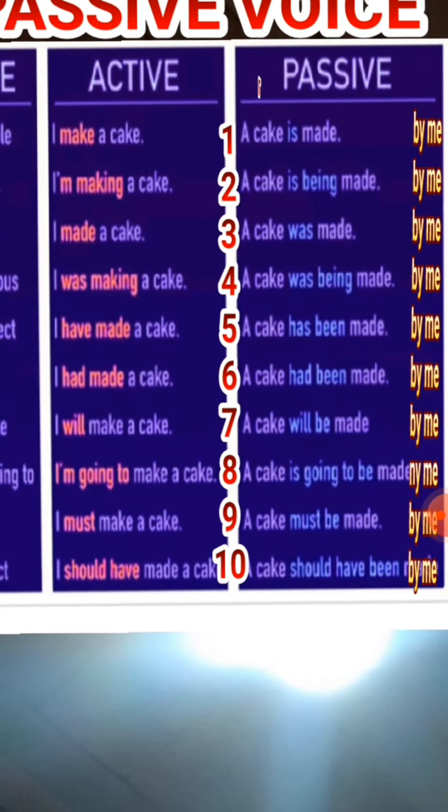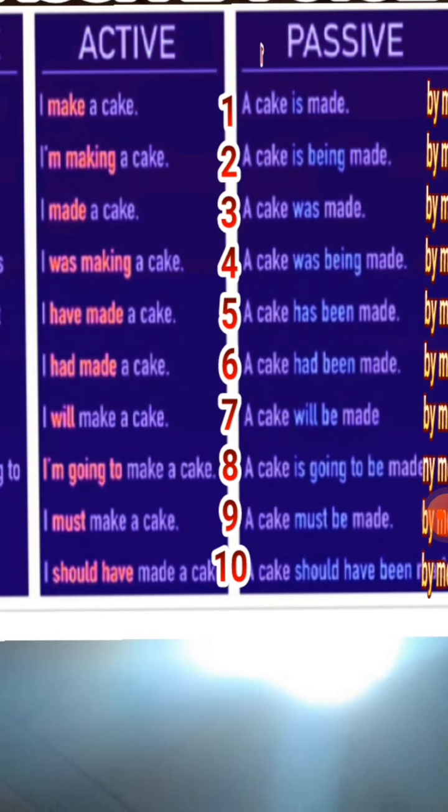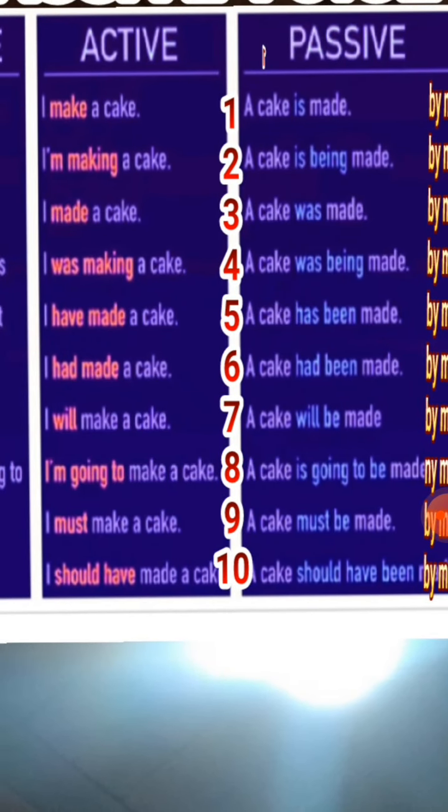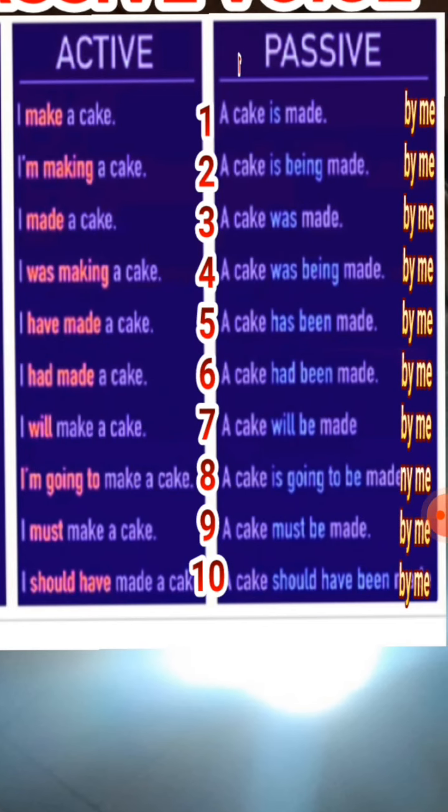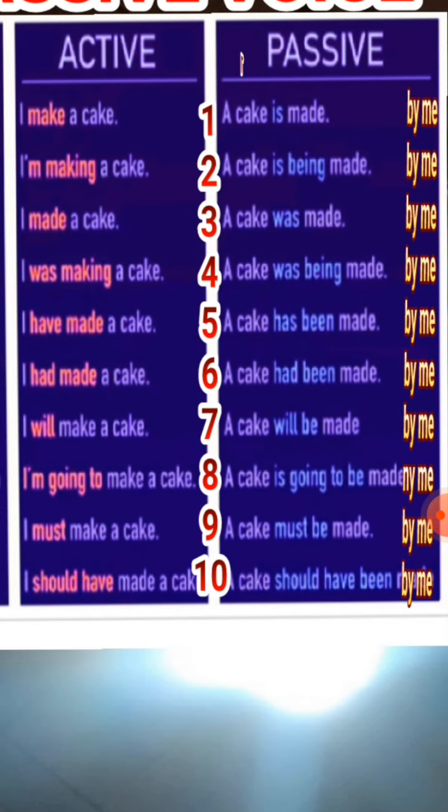And then example number 3. The sentence is in the form of simple past. I made a cake. In the passive voice, it becomes a cake was made by me.